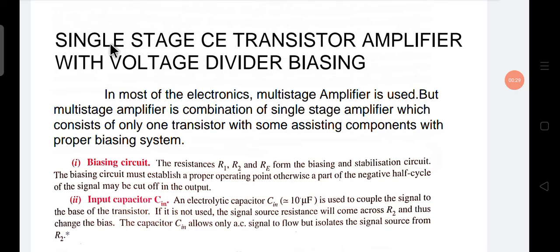Previously I told you that amplifier circuits generally use multi-stage amplifiers. Multi-stage means a combination of single stages, and here we discuss the single stage. CE means common emitter configuration, and the biasing is voltage divider biasing.